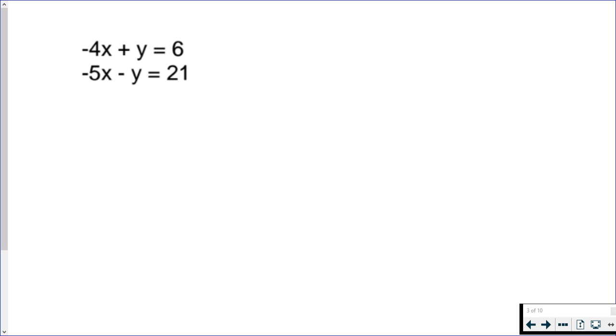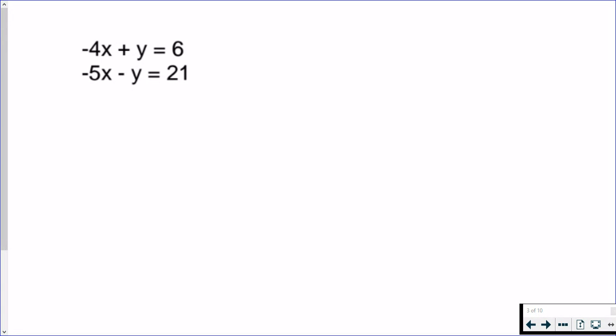I'm actually going to solve this system twice in this video. The first time I do it, we'll be using substitution. The second time, we'll be using elimination. So starting with substitution, you want to isolate either x or y in one of the equations.